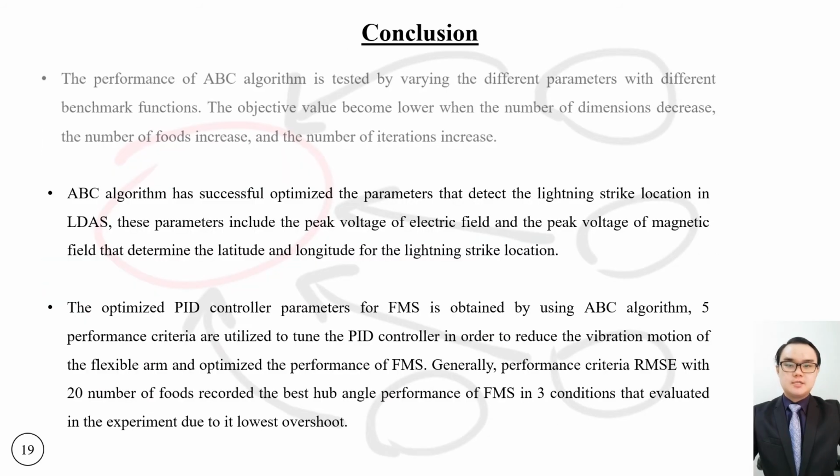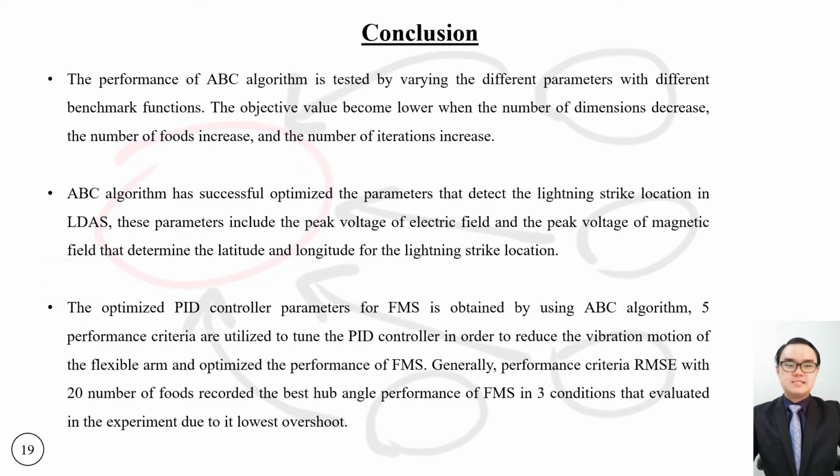In conclusion, the performance of the ABC algorithm is tested by varying the different parameters with different benchmark functions. The objective value becomes lower when the number of dimensions decreases, the number of foot increases, and the number of iterations increases. The ABC algorithm has successfully optimized the parameters that detect the lightning strike location in LDAS. These parameters include the peak voltage of electric field and magnetic field that determine the latitude and longitude for the lightning strike location. The optimized PID controller parameters for FMS are obtained by using the ABC algorithm.